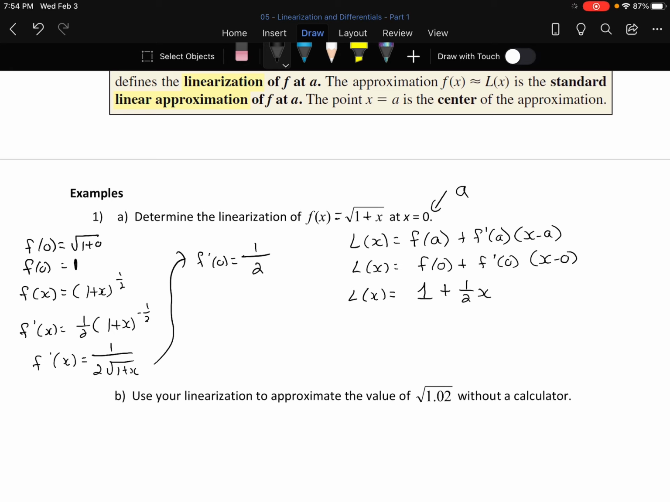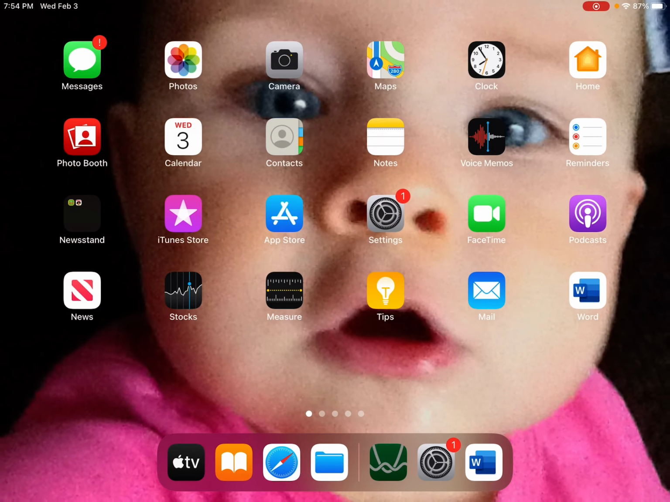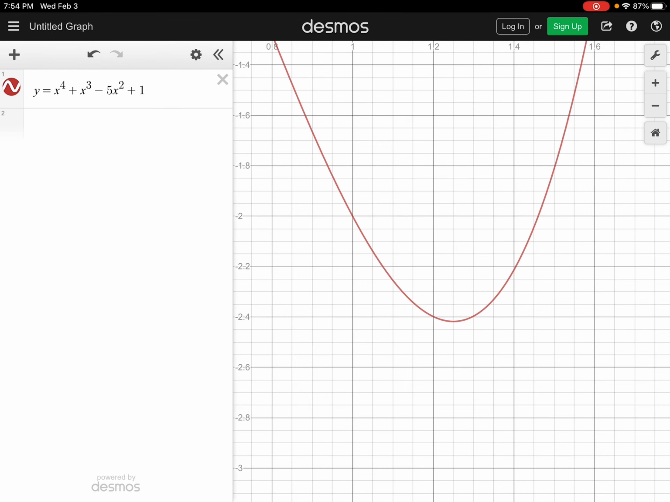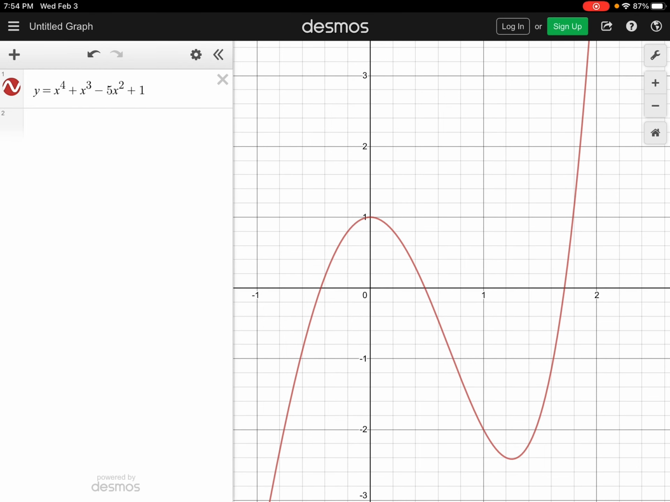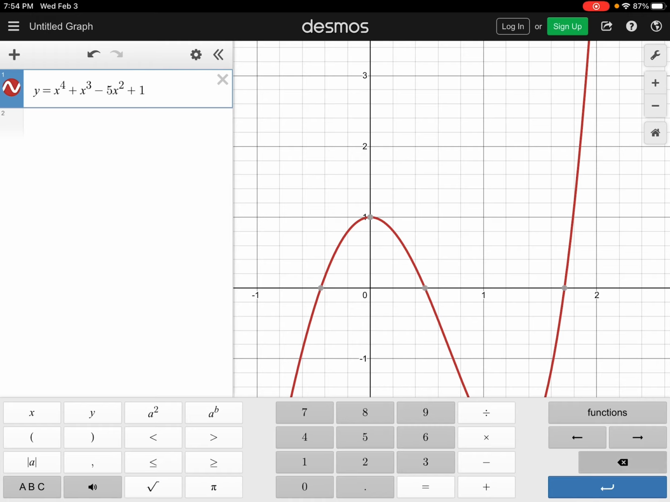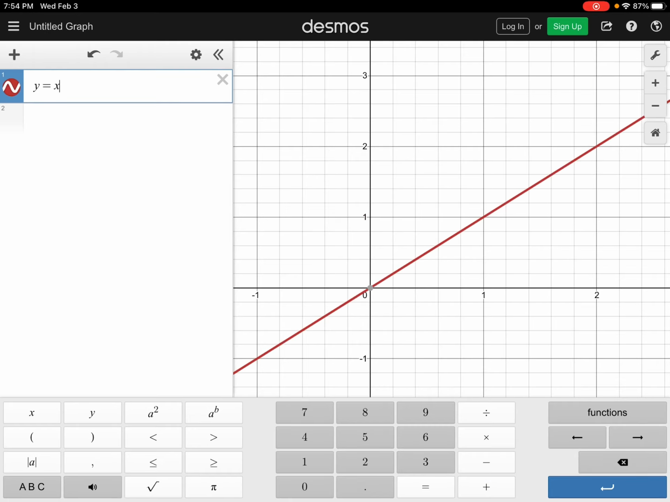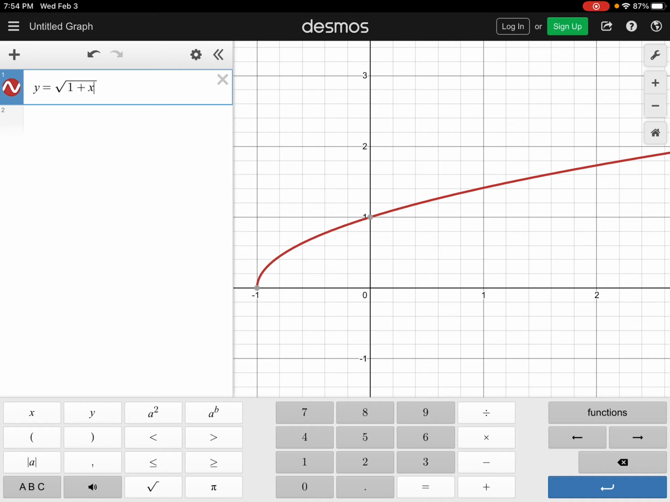Now, before you let your brain explode and go, what the heck is going on here? Okay, let me just show you in Desmos these two things that I've accomplished so you can see what we're talking about here. I just have to fix my zoom here. Nice thing about Desmos, a nice free app that you can use. So the original function was y equals square root of 1 plus x. There's the function they want me to do the linearization of.